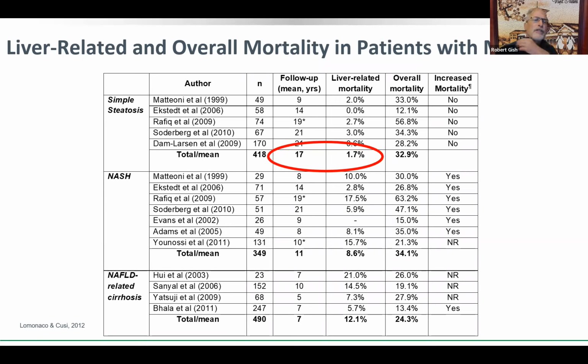Liver-related mortality in just simple fatty liver is very low at 1.7%, and overall mortality is about baseline. But once you get NASH, you have a big jump up in liver-related mortality and a small jump in overall mortality. And then once you have cirrhosis, you've got this increased liver-related mortality, but overall mortality rebalances that, and it's a little bit lower because they're dying of cirrhosis.